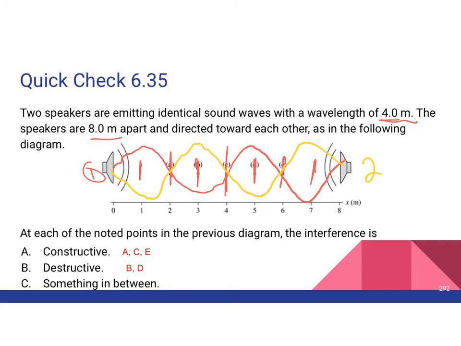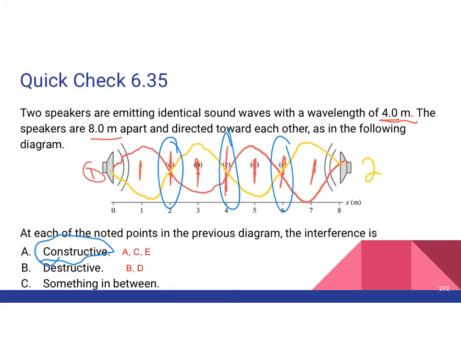So the question is what's happening at these different points? Depending on where you stand, you will have different experiences. Now, wherever we have our crests meeting together, we'll have constructive interference. So where do the crests meet together? Well, here at A, they're meeting together. At C, they're meeting together. And at E, they're meeting together. So at these points, we'll have some constructive interference.